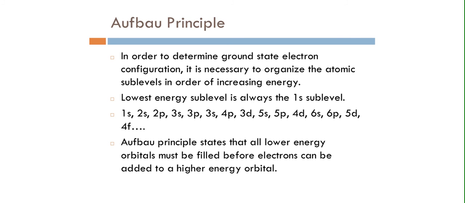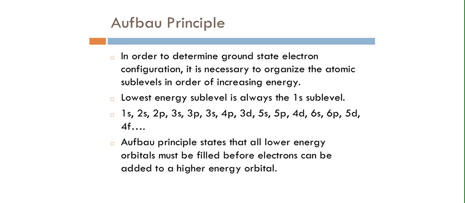Remember, I talked about the 1s, or the s sublevel, holding 2 electrons. So that means I'd have 1s2, 2s2, and so on and so forth. I'm basically describing the Aufbau principle right now. Aufbau's principle states that all lower energy orbitals must be filled before electrons can be added to a higher energy orbital.